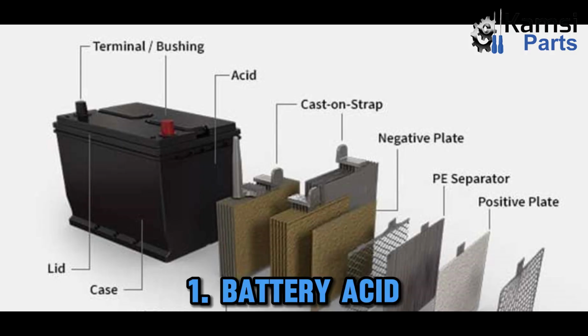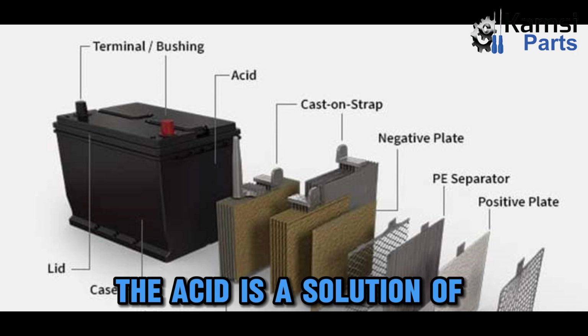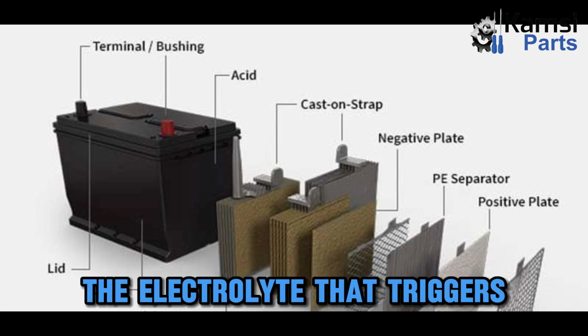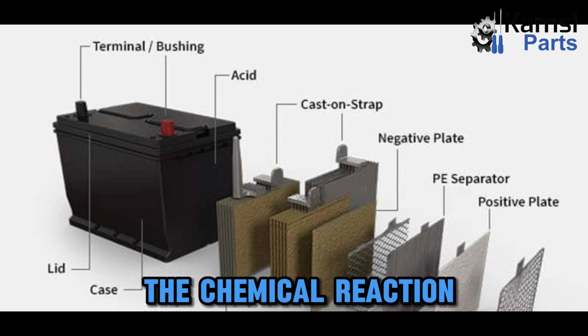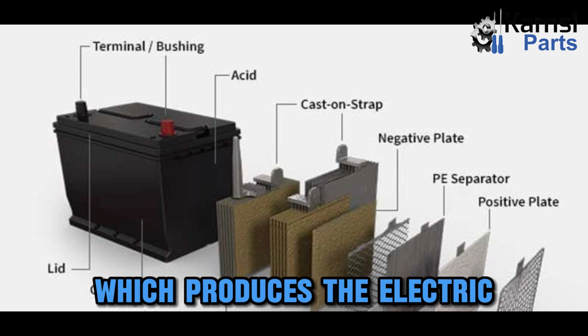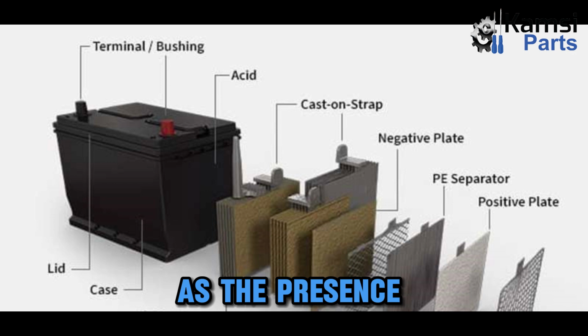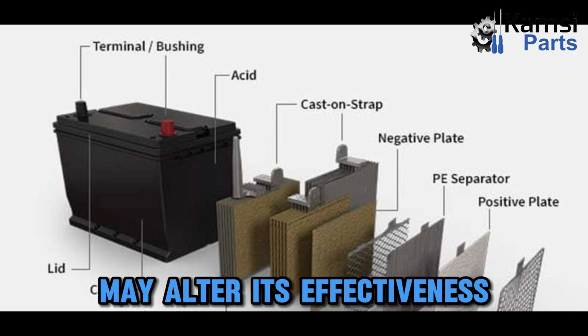1. Battery acid. The acid is a solution of sulfuric acid and water, 36 to 40%. The resulting mixture serves as the electrolyte that triggers the chemical reaction, which produces the electric current that powers the vehicle. It is often of high purity, as the presence of contaminants may alter its effectiveness.